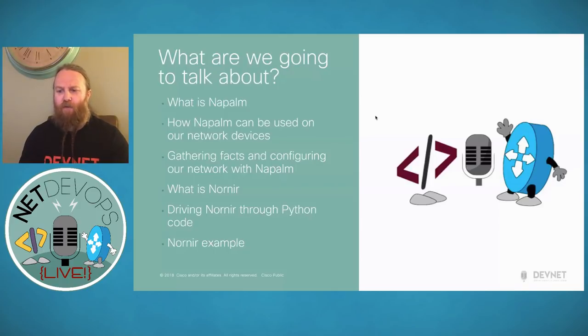Once we've worked through all of those NAPALM examples, we're going to move on to Nornir. And then we're going to drive Nornir through Python code. And we're going to see some Nornir examples as well. I am going to pause throughout this presentation. So if you've got any questions throughout the presentation, please feel free to put them in the room and we'll answer them as we're going along. So let's jump into this right now.